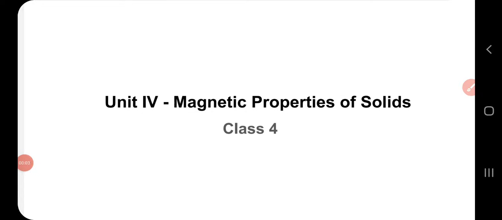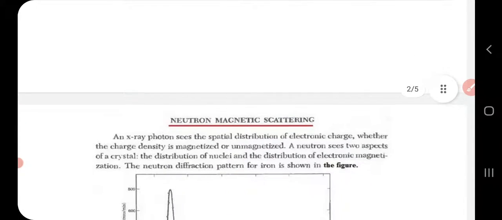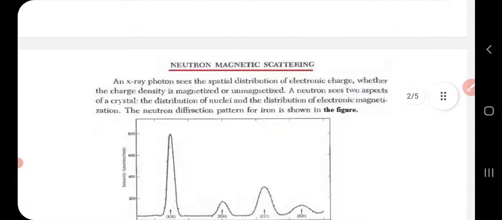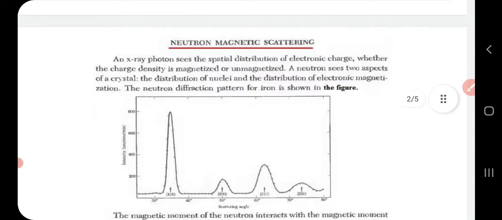Good morning. This is the fourth class of our fourth unit, magnetic properties of solids. Today we will discuss a small session, that is neutron magnetic scattering.